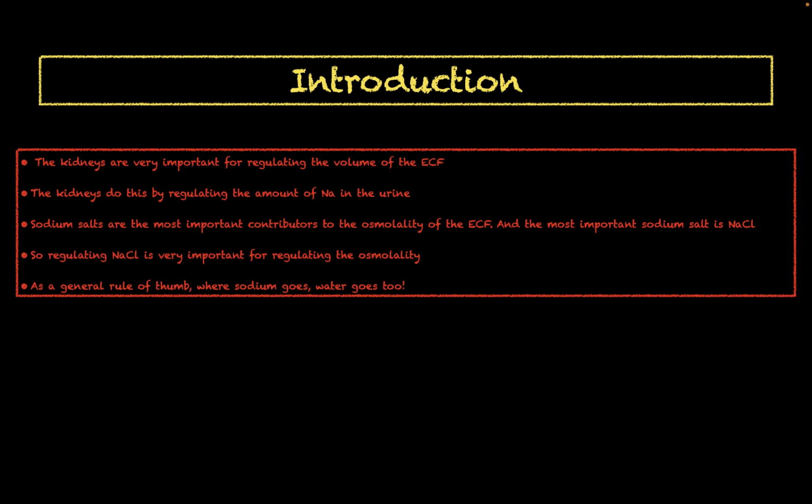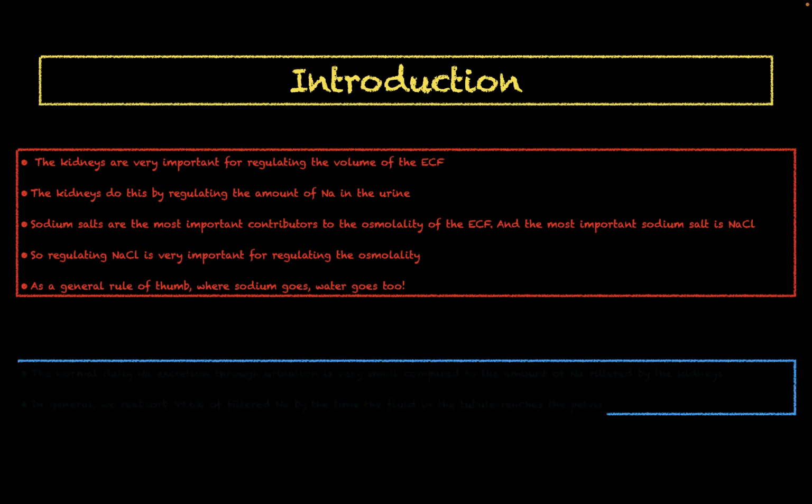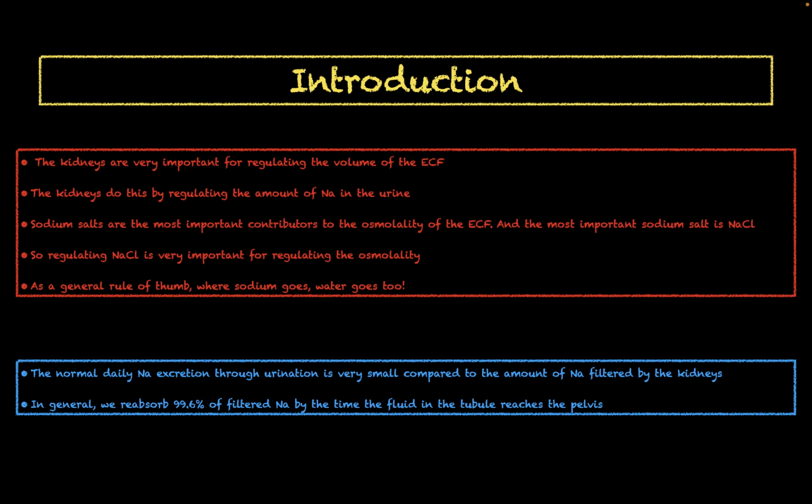And as a general rule of thumb, wherever the sodium goes, water is going to go too. Now, in addition to this, the grand majority of the filtered load of sodium is going to be reabsorbed by the nephron. So around 99.6% of all filtered sodium is going to be reabsorbed by the nephron, and only 0.4% of filtered sodium will reach the pelvis. So that is the introductory material that I want you to understand. So with that, let's now talk about how sodium is handled along the length of the nephron.